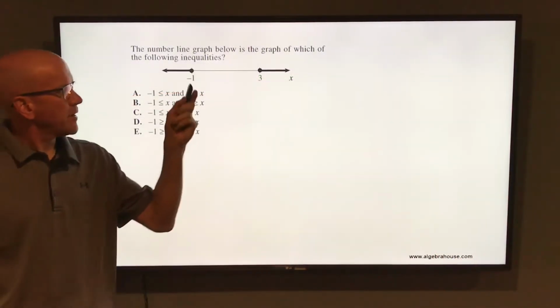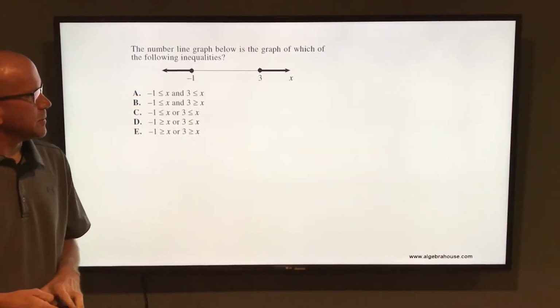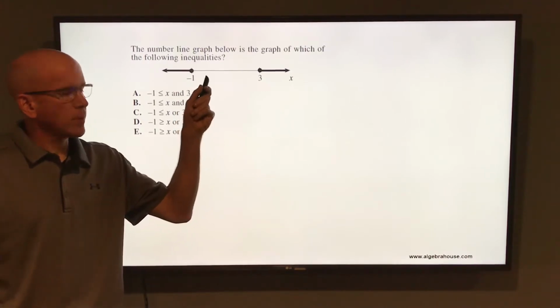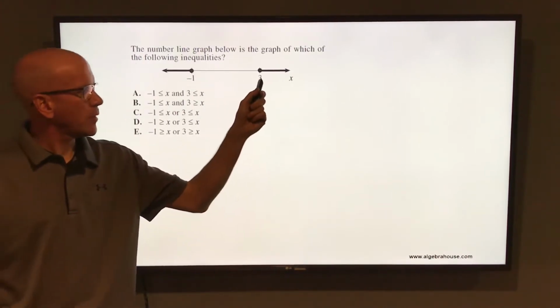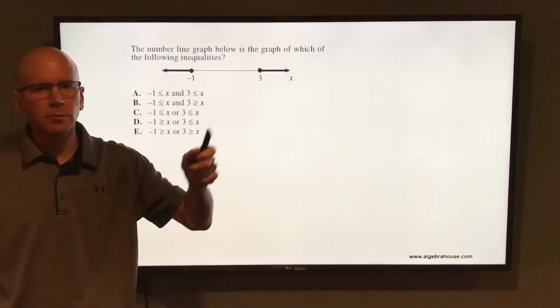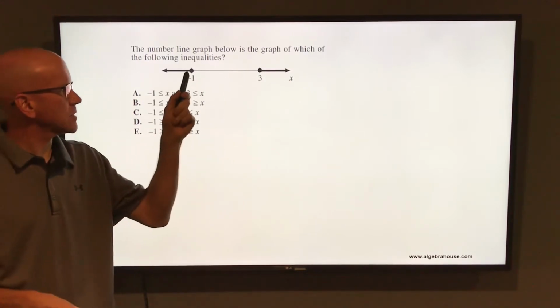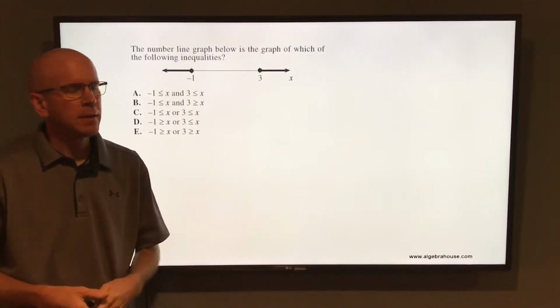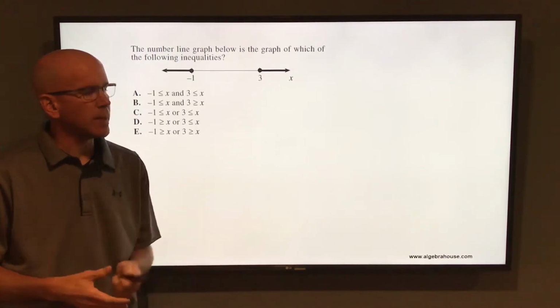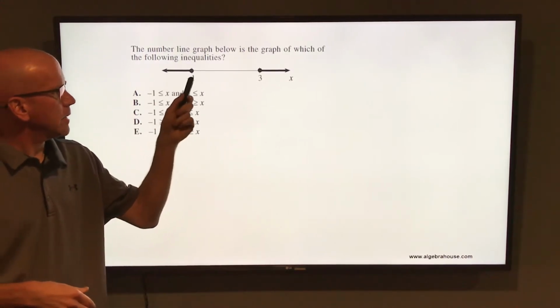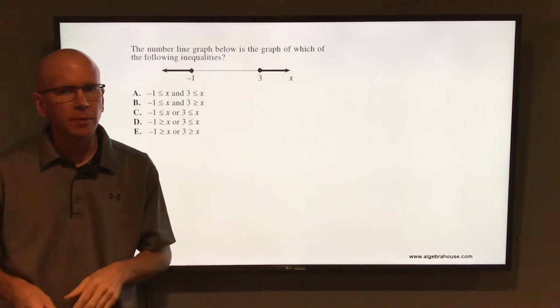The number line graph below is the graph of which of the following inequalities? Notice you have a closed circle on negative 1 with the arrow going to the left, closed circle on 3 with the arrow going to the right. Now, closed circle means that the value of x contains that negative 1, and the value of x contains that 3. If it was an open circle, that means the value of x would not contain those numbers.